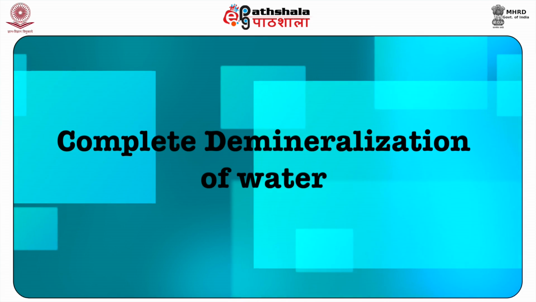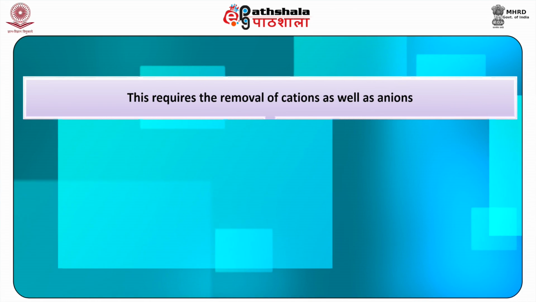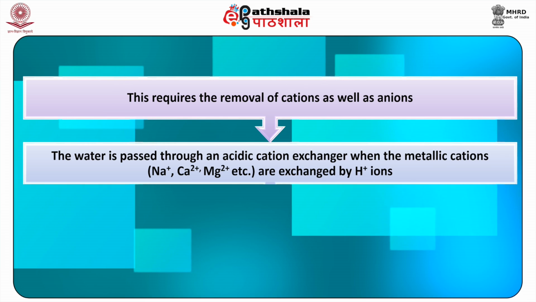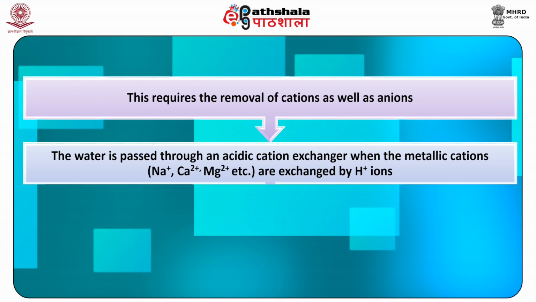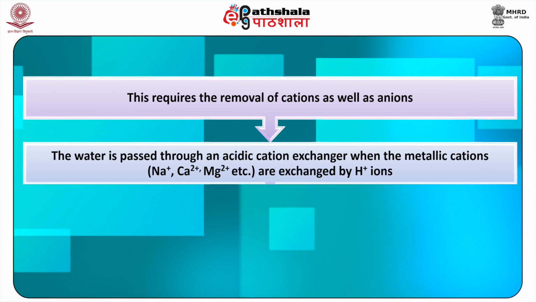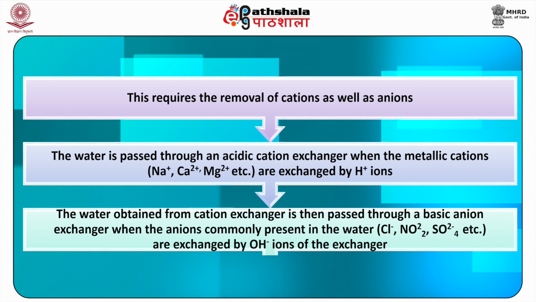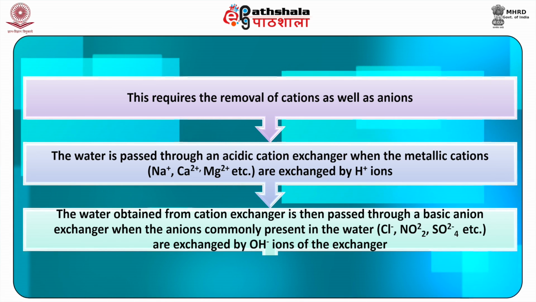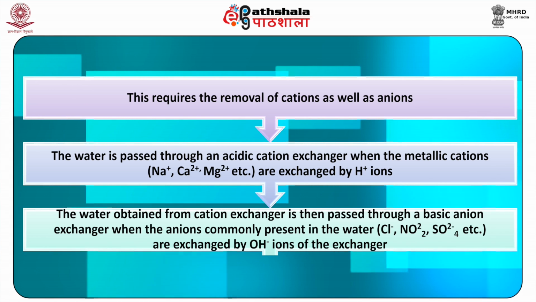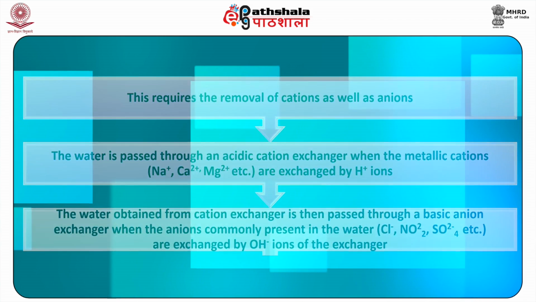Complete demineralization of water. This requires the removal of cations as well as the anions. For the removal, the water is passed through an acidic cation exchanger when the metallic cations sodium, calcium, magnesium etc. are exchanged by the hydrogen ions. The water obtained from the cation exchanger is then passed through the basic anion exchanger when the anions commonly present in the water like chloride, nitrite, sulfate etc. are exchanged with the hydroxyl ions of the exchanger.